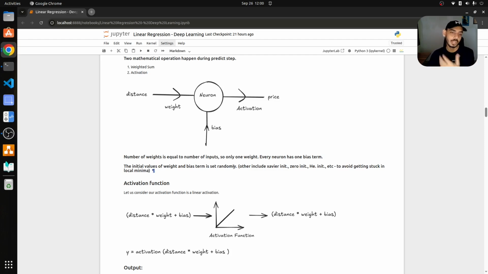There are different ways in which you can initialize the parameters. You can use any of these techniques, because these techniques will help you avoid getting stuck in a local minimum while you are trying to train the model over a number of epochs. We'll talk about epochs as well later.